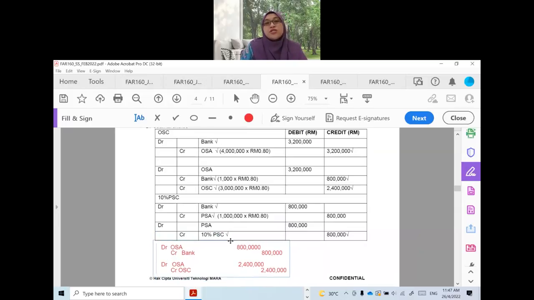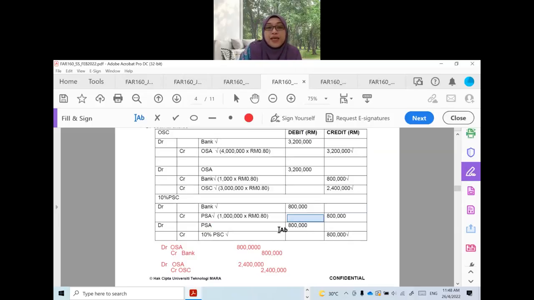As for discussion, as you can see, it is actually the same as what I taught you. As preferential capital, I think there is no problem, right? Very straight cut. Debit bank, credit PSA, 800,000. And allot the share: debit preferential application, credit preferential capital, 800,000.